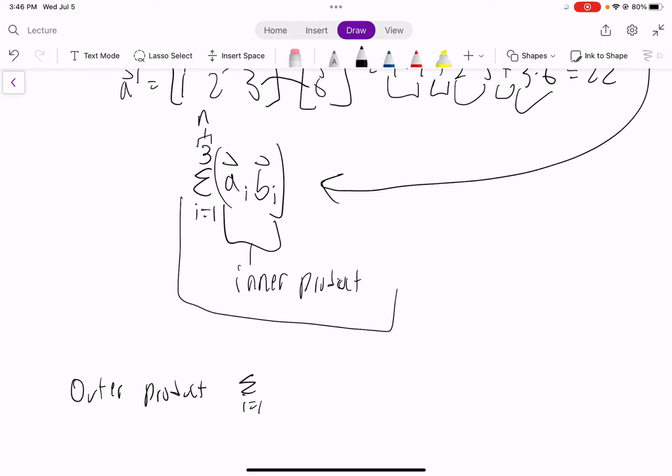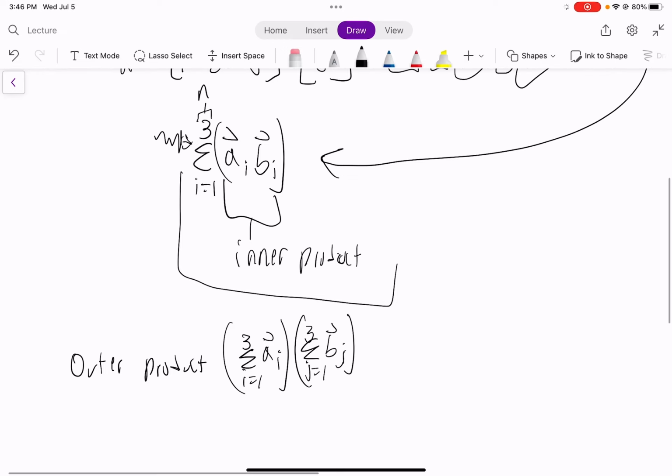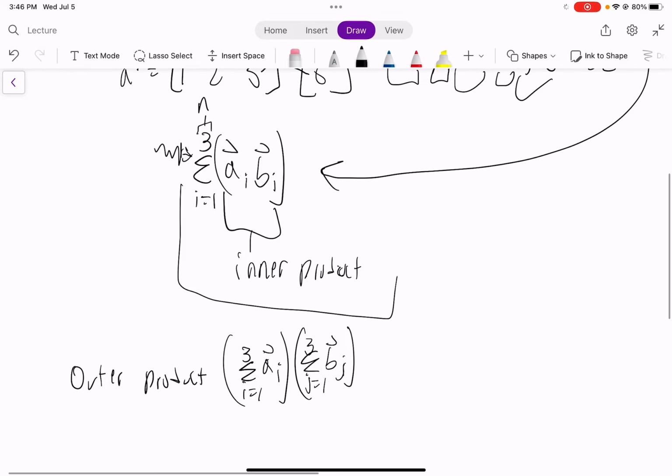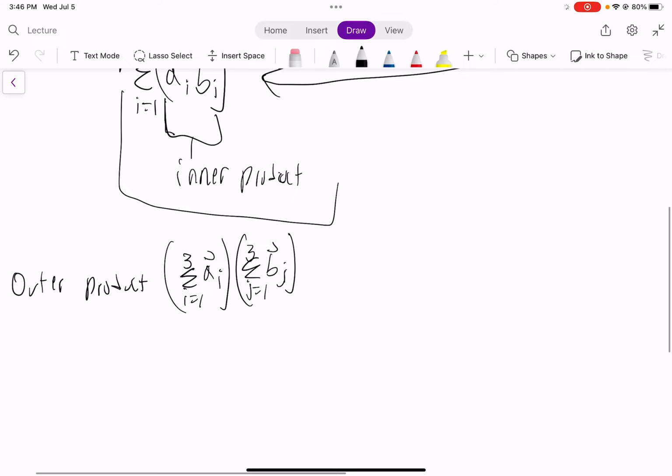Maybe we have a double product on the outside. We squared this summation part here. We squared this part. Okay? So we have summation AI and summation, I'm going to put J here from 1 to 3 of Bj. Okay? So this is the outer product. Do you see it? This is the inner product because we're talking about inside the summation. But when we're squaring the summation, it becomes an outer product. That is why it's called an outer product.